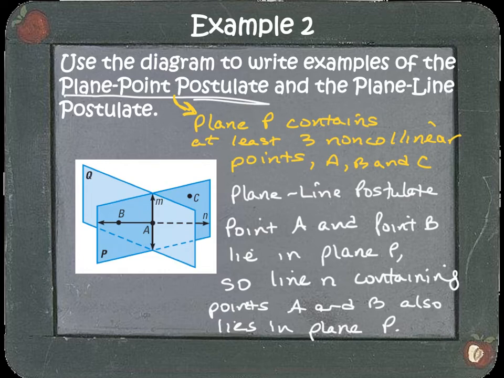Again, you're not going to get anything that's going to say postulate 2.1 or postulate 8 or 9 on a test or a quiz. Again, just know what it states. And in this case, we could name those postulates and call it plane line postulate or plane point.